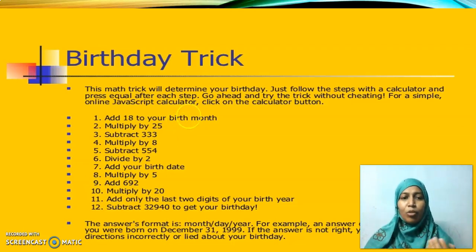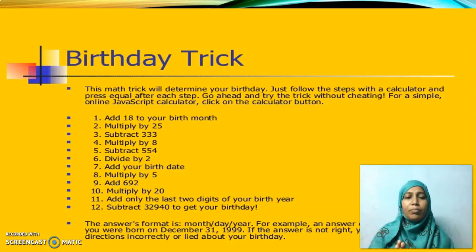It may take a long process, so it will be better if you have your calculator with you. Pause the video, take a calculator and get ready to do the calculation. First, add 18 to your birth month. Then multiply by 25. When you add, press equal to, then multiply by 25. After multiplying by 25, press equal to in that calculator.